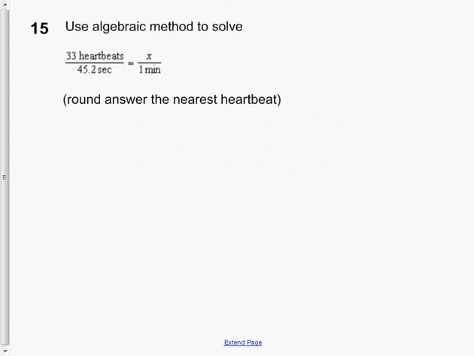Question 15 asks for the algebraic method. So what that means is, I'm going to multiply across my equal sign to create an algebraic equation. So if it's 33 heartbeats in 45.2 seconds, how many heartbeats in a minute? First thing you need to do is change 1 minute to 60 seconds, because your first one is in seconds. Your second one has to be in seconds as well. So the first thing is multiplying across here. You'd have 45.2x would be one side of your algebraic equation. Then 33 multiplied by 60.